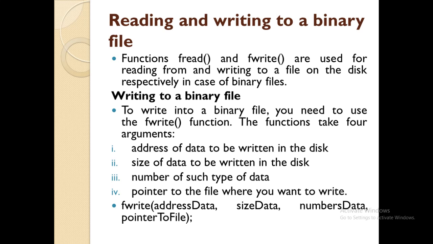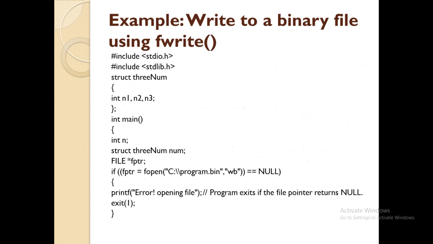Number 1 is the address of the data that is to be written to the disk, then the size of the data to be written, the number of such data items, and a pointer to the file where you want to write. So as shown in this syntax, the fwrite function takes the address of data, size of data, how many such data items, and the file pointer. Let us consider an example of a write operation to a binary file.